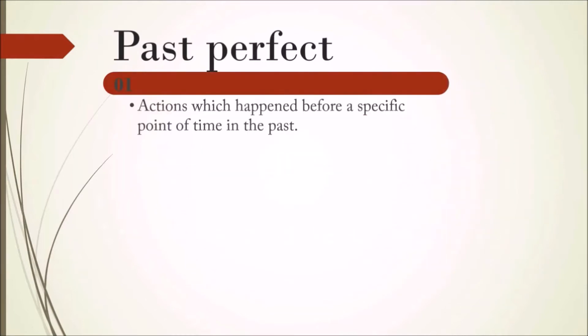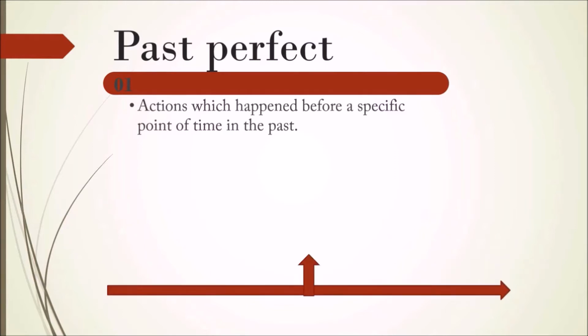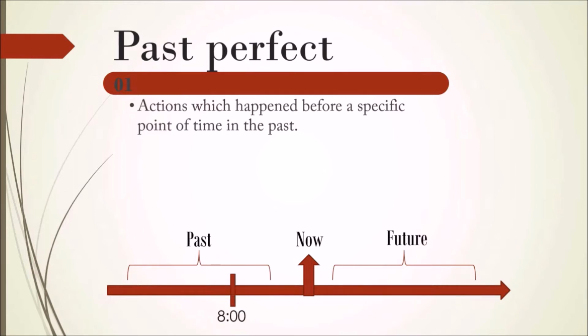First one, actions which happened before a specific point of time in the past. Now, let's have here our timeline, and here is now the present. What will come after it is the future, and what came before it is the past. Now, we are saying a specific point of time. So let's have here 8 o'clock. This is a specific point of time in the past. And we have the action which happened before.